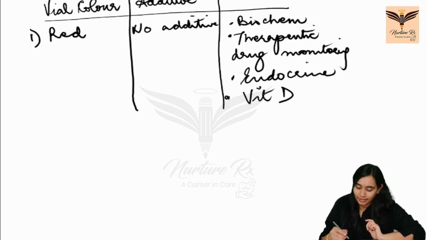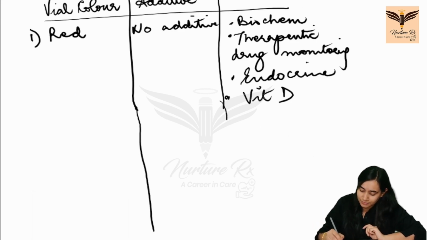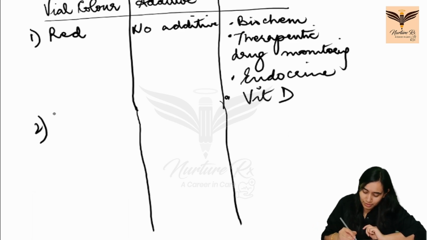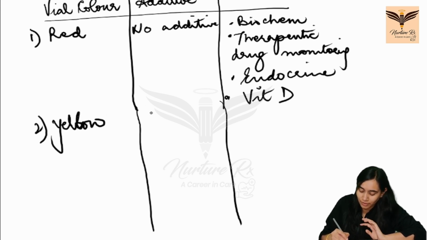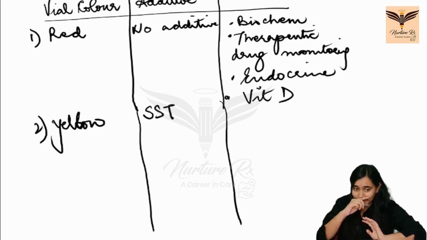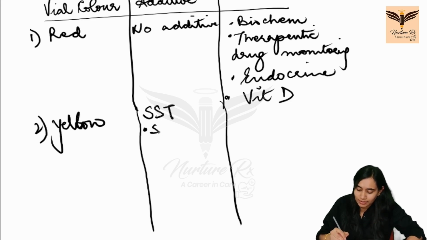Okay, so we'll write here, our second tube is the yellow top. What is it called? Serum separator tube. Why is it called so? Because it has a clot activator, which can be in the form of silica particles.